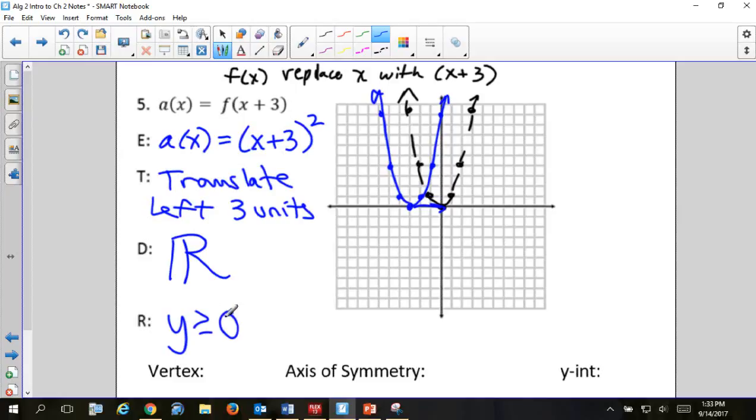Our vertex is what ordered pair? -3, 0. Good, Emma. And whoever else was talking, good. Axis of symmetry is the line that goes through the vertex. So it is the x value of the vertex. X equals -3. And then the y-intercept is always 0, comma, what is it for this one? What is it, Zena? 9. You just have to look at your graph for that one.